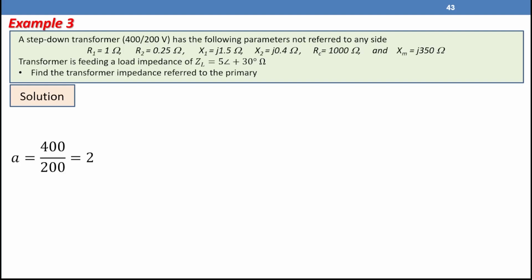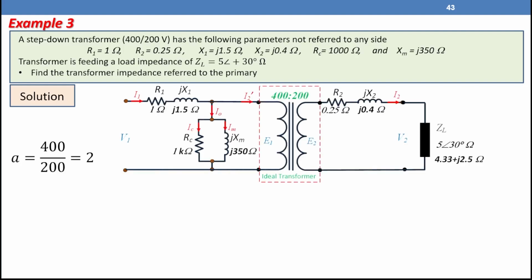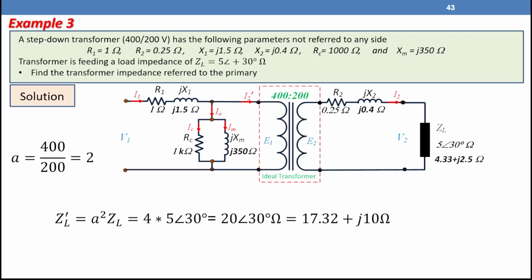So firstly we need to start with the turns ratio. A equals 400 over 200 equals 2. In this case, R1 and X1 will be the same, and R core and XM will be the same. But we are going to transfer R2, X2 and Z load. That is the exact equivalent circuit not referred to any side. So Z load dash equals A square Z load. We have A equals 2, 2 square equals 4, 4 multiplied by 5 angle 30. So Z load dash equals 20 angle 30 degrees ohm.